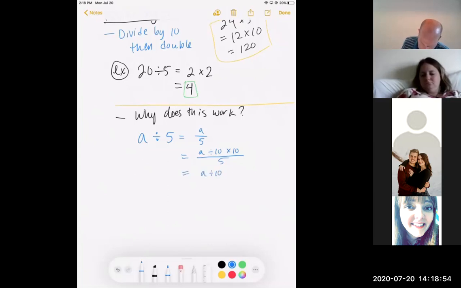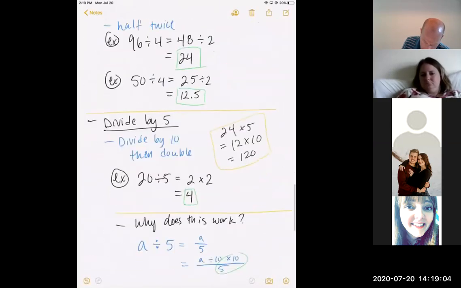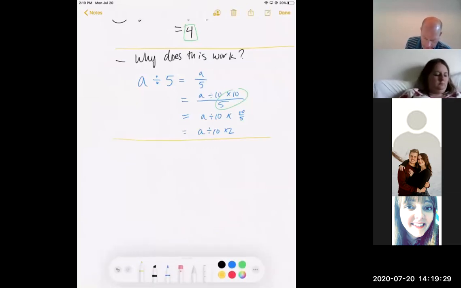So I'm going to take this one right here and put these together as a fraction. That's the same thing as a divided by 10, times 2, or times 10 over 5. So that makes it a nice, easy strategy. If you want to divide by 5, you divide by 10 and then times 2. We divide by 10 because that's easy to do in base 10 numbers, which is what we use.